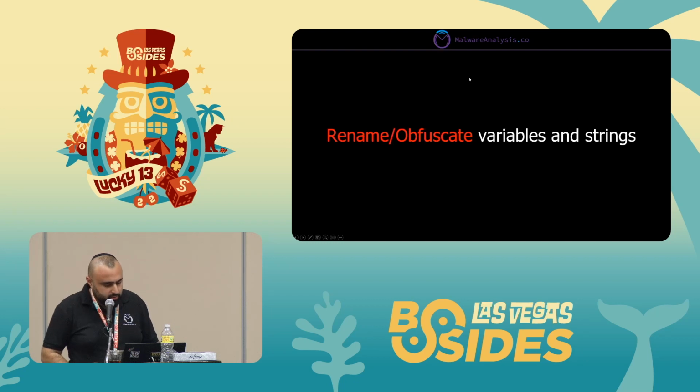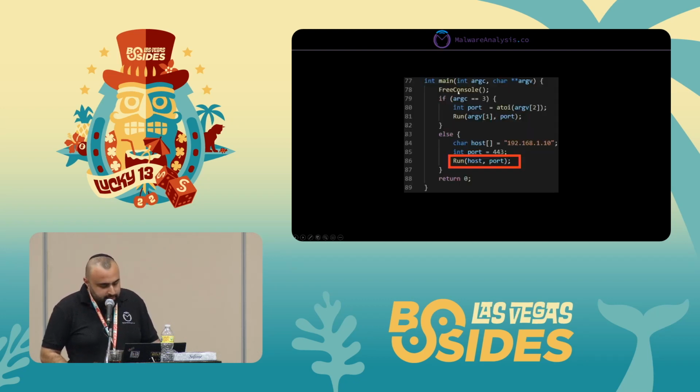Okay, so what now? Now I'll implement some rename obfuscation. As you can see, it's the same code. I changed the function from execute shell, like shell, what the hell, to run. A generic name, run. Run what? Then you have host and port, which again can be benign. It doesn't have to be malicious.